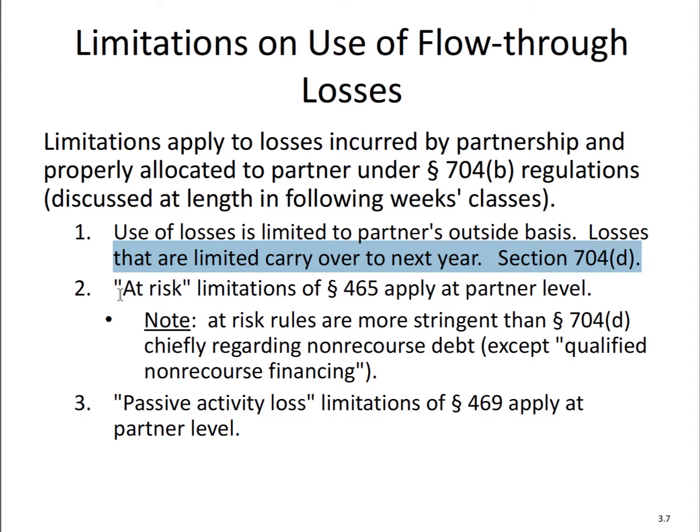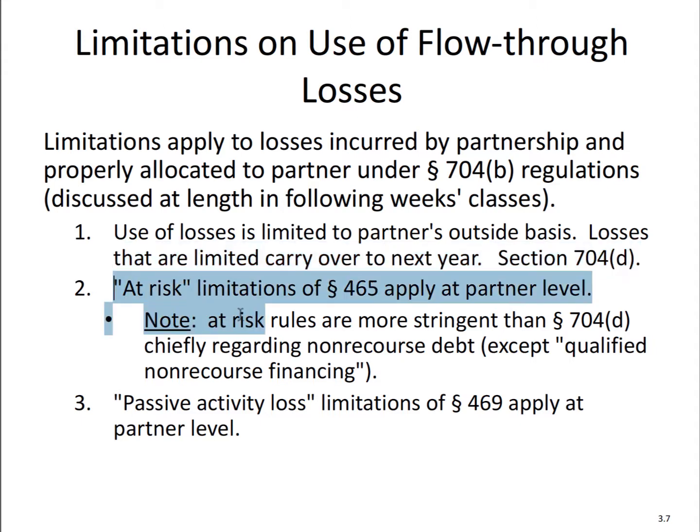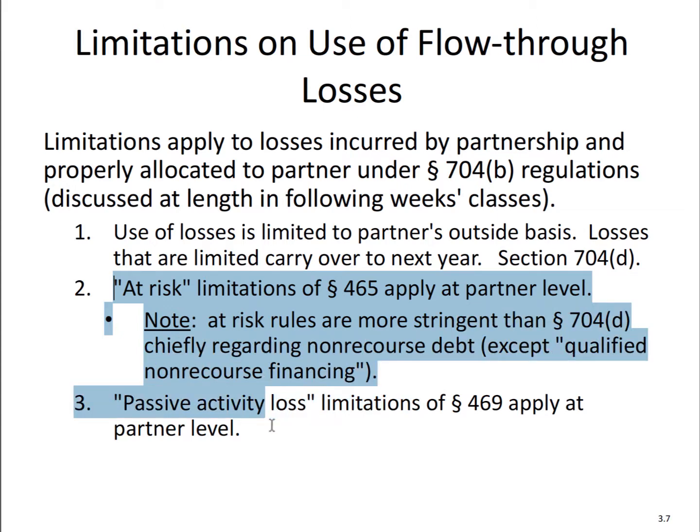Next, we have to consider Section 465 at-risk limitation, which the at-risk rules are specific in themselves. And then finally, you have to consider Section 469. Again, you have to go down the order. Now, before we jump into the rules of Section 465 and 469, let me talk about a brief history of why we have 465 and 469.